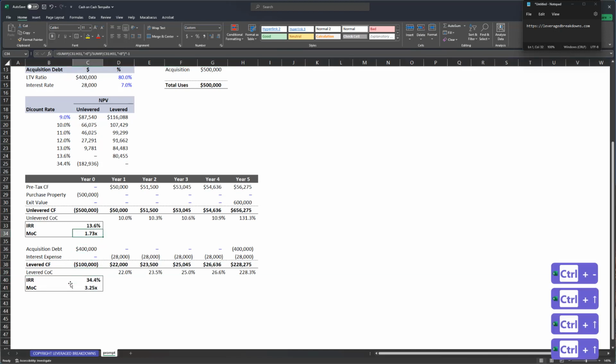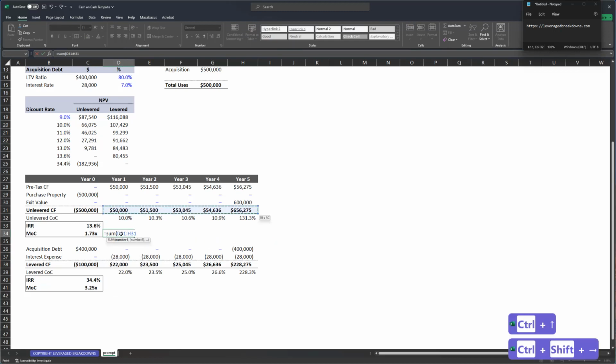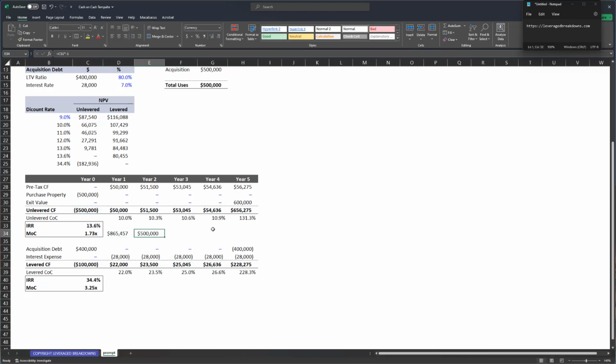This one does not take into account the time value of money. It is called a multiple on capital, also known as an equity multiple. But the gist here is you take all of the money you're earning. So let me just sum this manually for you so you can understand this formula. You make $865,000 and you spent $500,000. I'm going to put a -1 there so that the formula doesn't result in a negative number. And all you do is divide all the money you made by the money you spent.